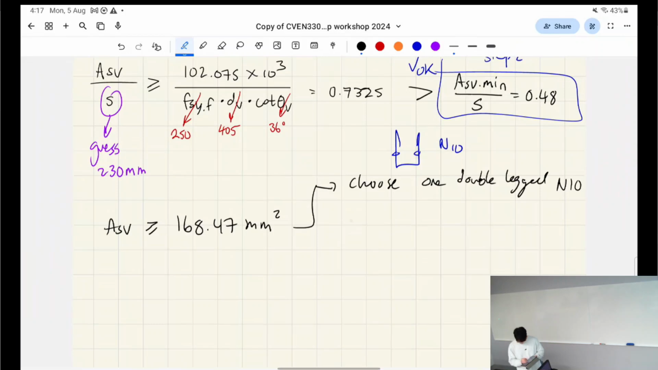Oh, sorry, I wasn't done. And one single-legged N10, my bad. So that's a single-legged N10, right? Like that. This will give us the area of 3 N10s, right?